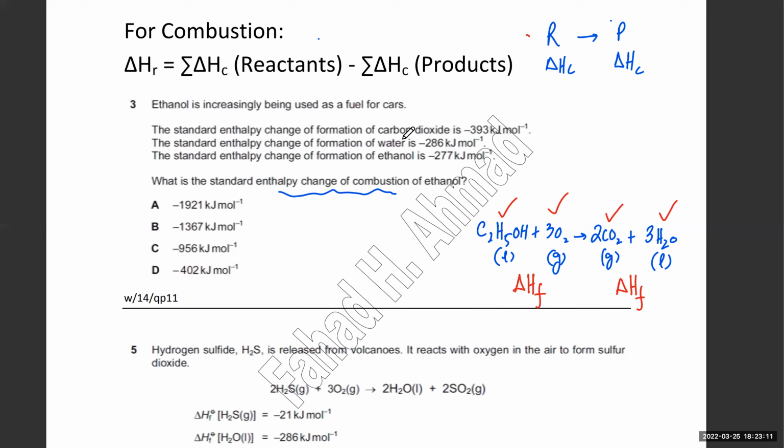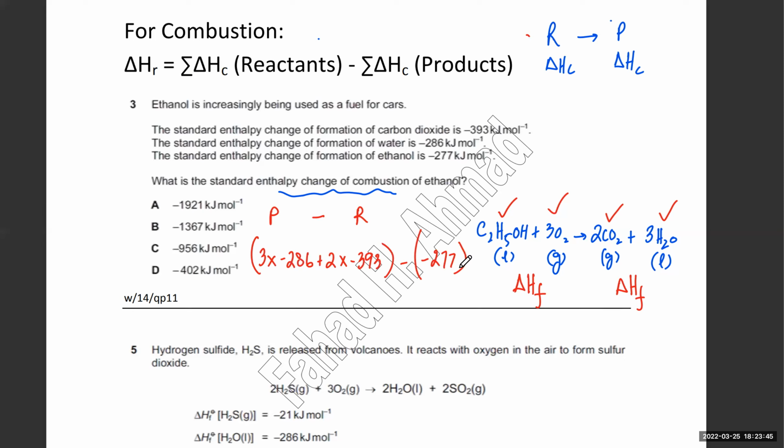So it's going to be 3 H2Os, that's 3. So product minus reactants, right? So 3 H2Os, so that's 3 into minus 286. You have to be very careful about the signs. Use brackets. It's 2 CO2s, that's 2 into minus 393, right? And minus the reactant, which is ethanol, that's minus 277 into 1. O2 is 0. That's your answer.